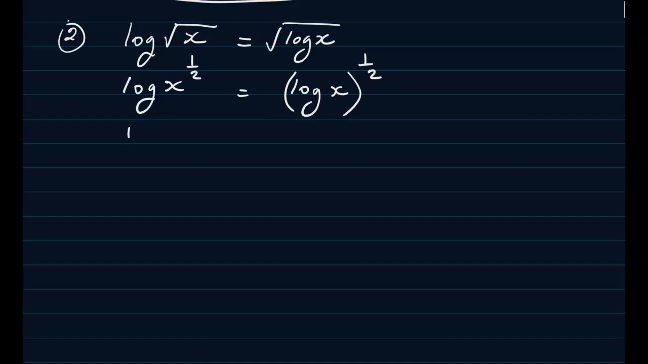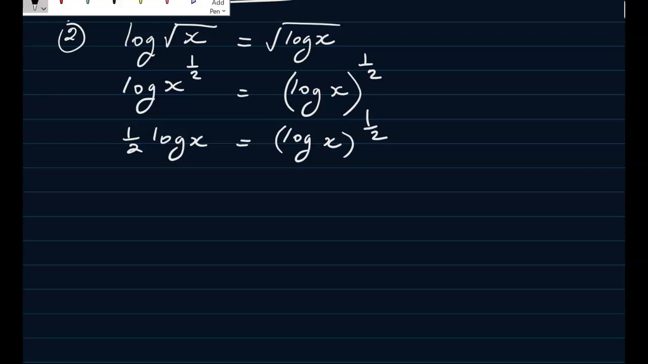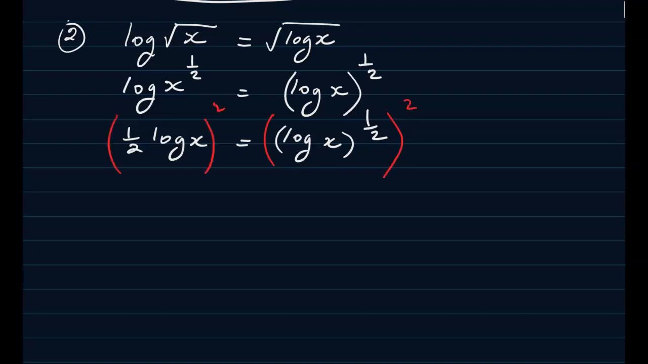Now on the left hand side, the 1/2 comes to the front of the log according to one of the log laws, and the right hand side stays the same. Now we're going to raise both sides of the equation to the exponent of 2, because we want to get rid of this exponent of 1/2. Once we do that, we get 1/4 log x, all squared, equal to log of x.